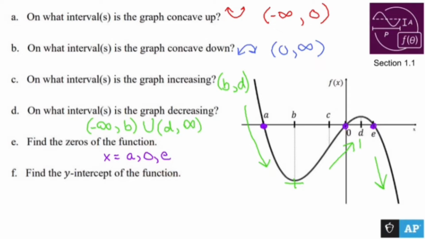And last but not least, find the y-intercept of the function. That's where my line crosses the y or f of x axis. And it looks like since it crosses the origin, the y-intercept is going to be 0. So why not be a little bit specific and say, well, 0, 0, the origin. Okay? Fun.